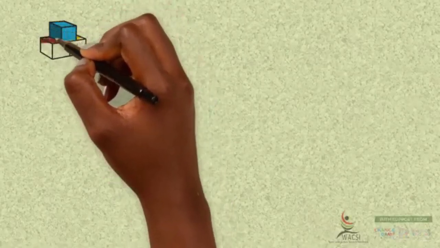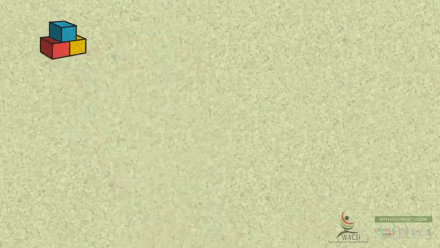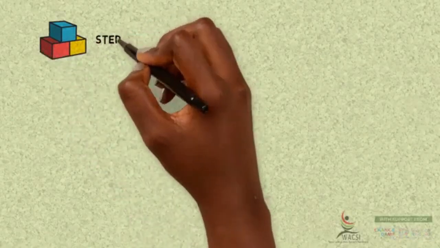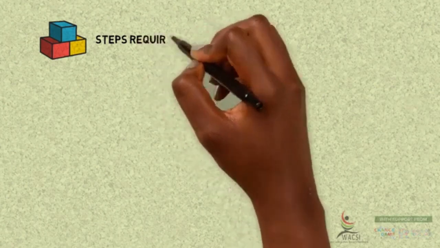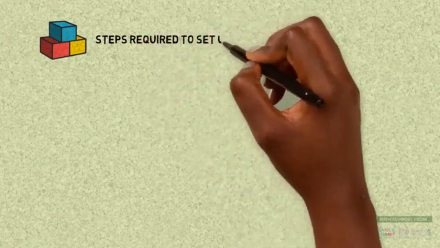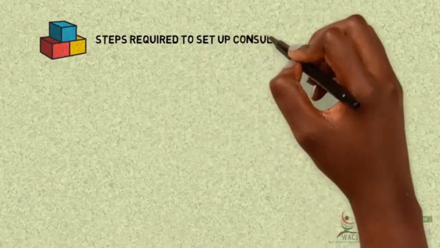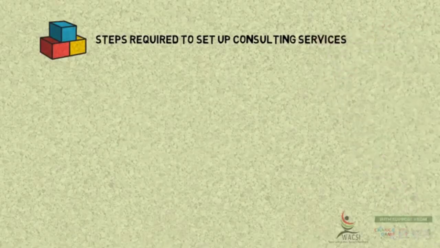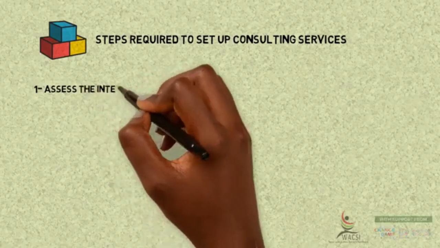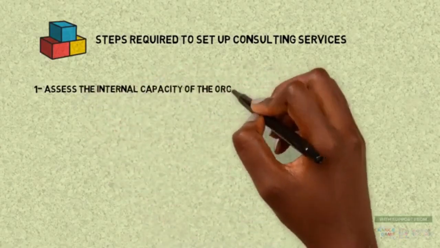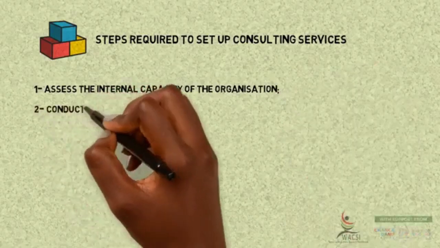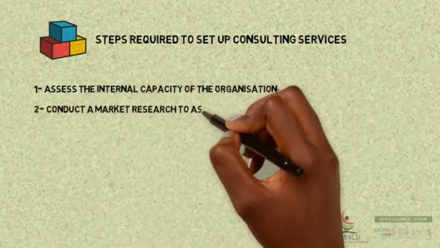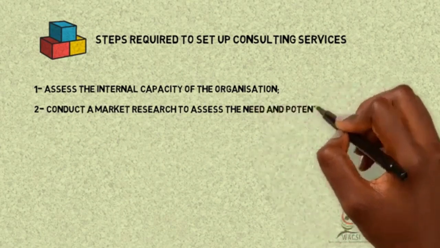In order to offer high quality consultancy services, it is important to put in place a package, a process, a mechanism that will make you deliver top-notch services. Some of the steps required to set up consulting services for your organization include: 1. Assess the internal capacity of your organization. Secondly, conduct a market research to assess the need and potential clients.